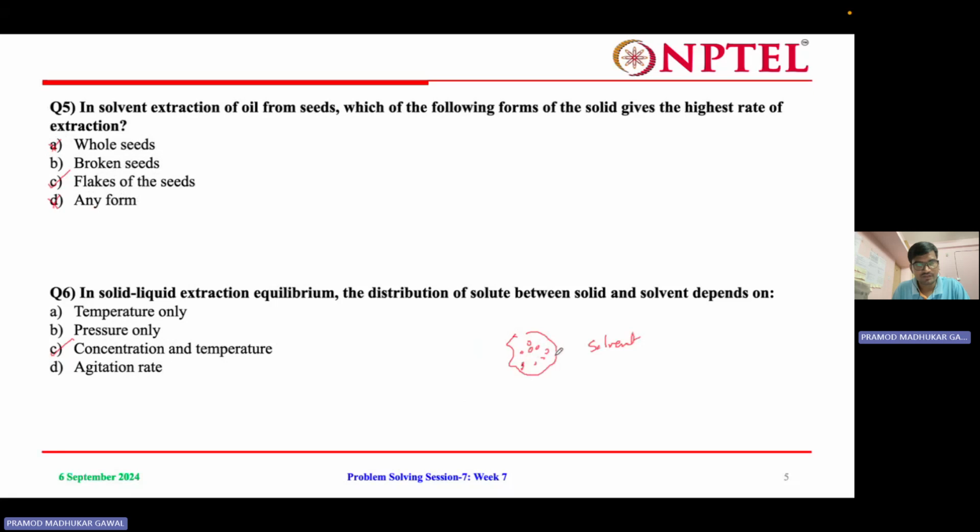Concentration means the driving force, the concentration driving force for the transfer of the solute to the solvent. So concentration and temperature: the distribution of solute between the solid and solvent depends on the concentration and the temperature.